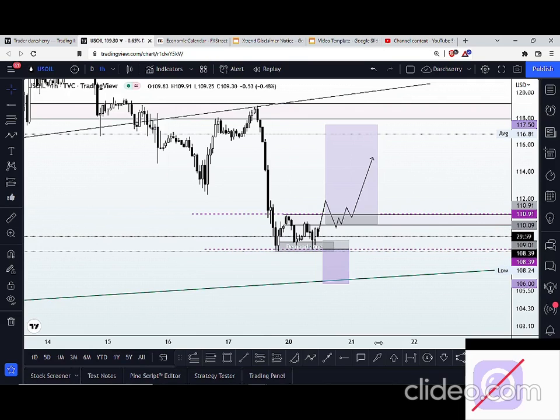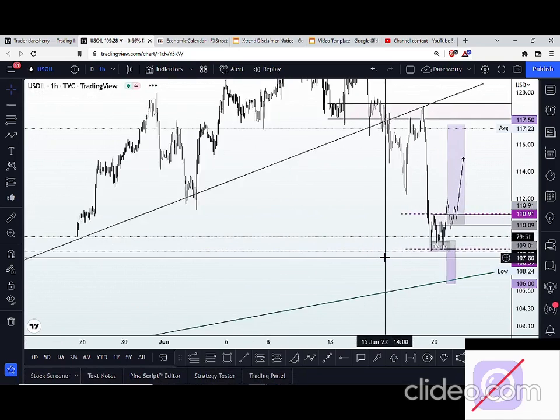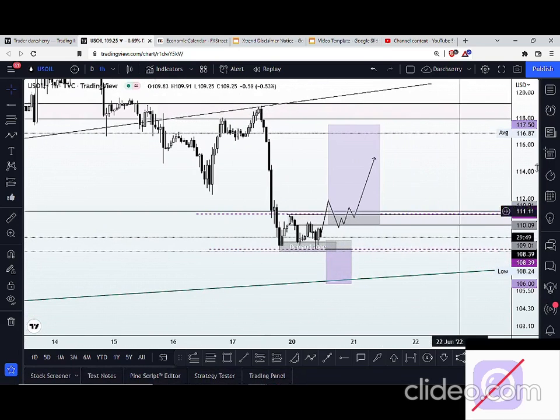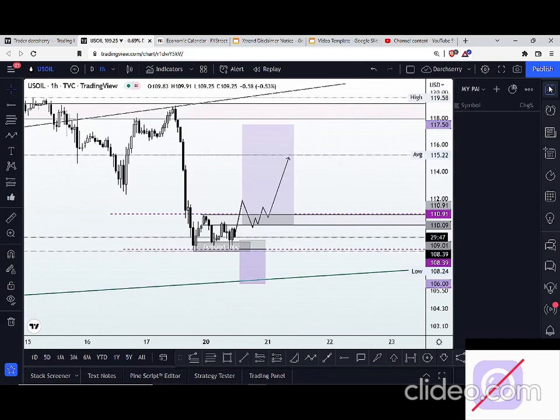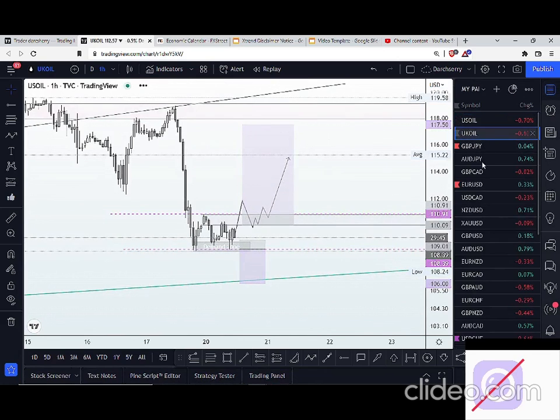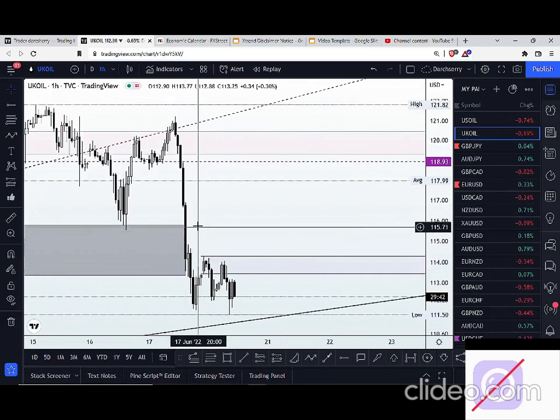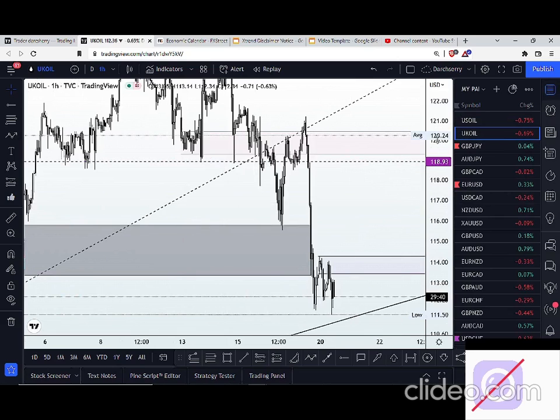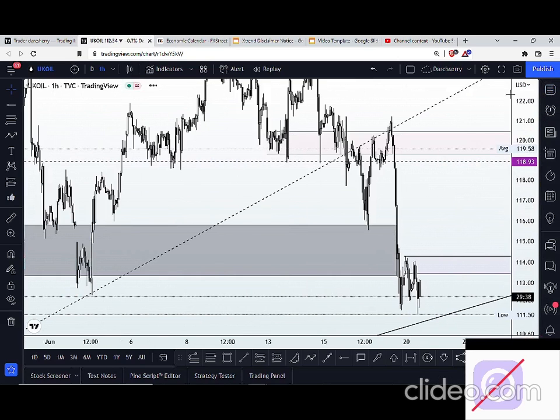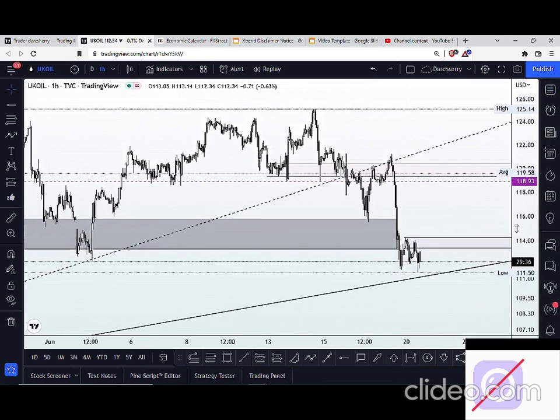So in the absence of no questions, I would want to move on to the UK oil. So on the UK oil, we have a similar scenario with that which we had on the US oil.